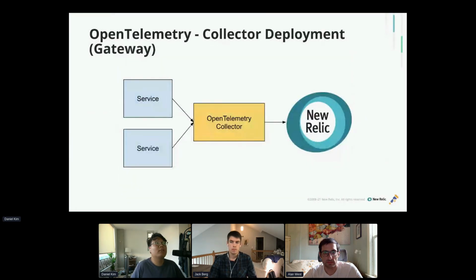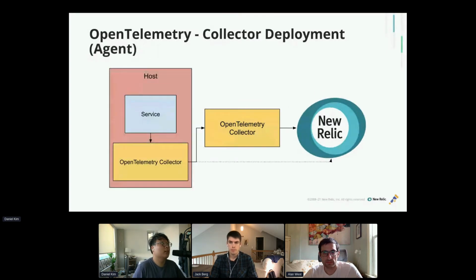There are a couple of ways to actually get this data into New Relic. The first way to deploy the collector is very simple. It's like a gateway. In this configuration, all of your services would report data to a central collector, which would then forward the data into a backend like New Relic. You could also configure your collector so it sits in the particular environment like an agent, running on the same host as the service reporting data to it.